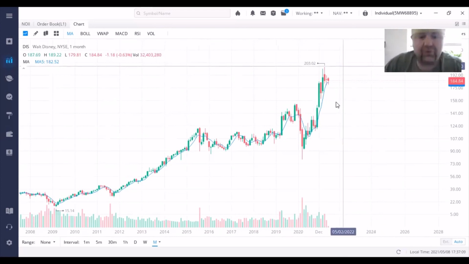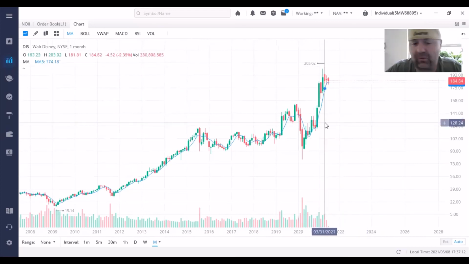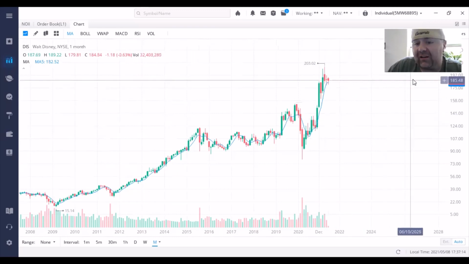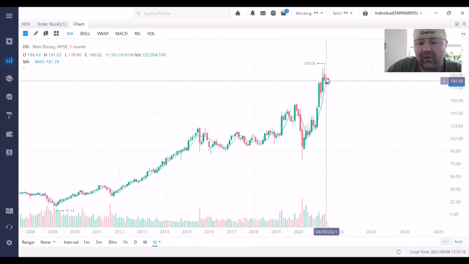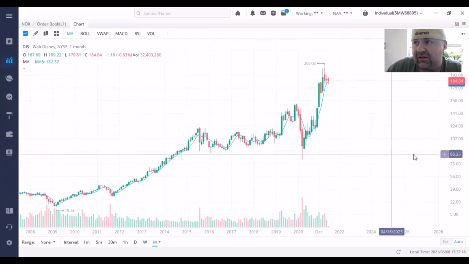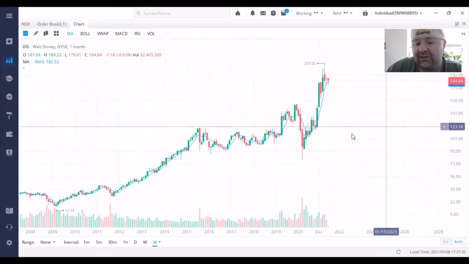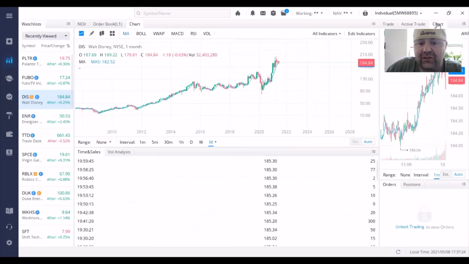So we're doing good with Disney. I have Disney as one of my forever stocks. I am not getting rid of this thing anytime soon. I don't care what it does. It could drop down to the $90 range. I'm still going to hold my Disney shares and average down. When I have forever stocks, I'm dollar cost averaging in there.